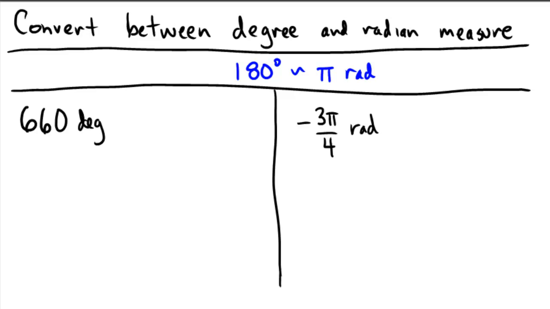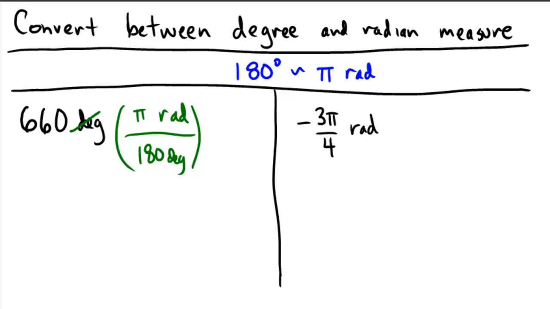So now I'm going to approach these problems sort of like a dimensional analysis. On the left we have 660 degrees, so I know that 180 degrees is the same as pi many radians. So I'm using dimensional analysis so that way I can cancel out the degrees and change this into radians. So some simplification, goodbye degrees, goodbye the 0.